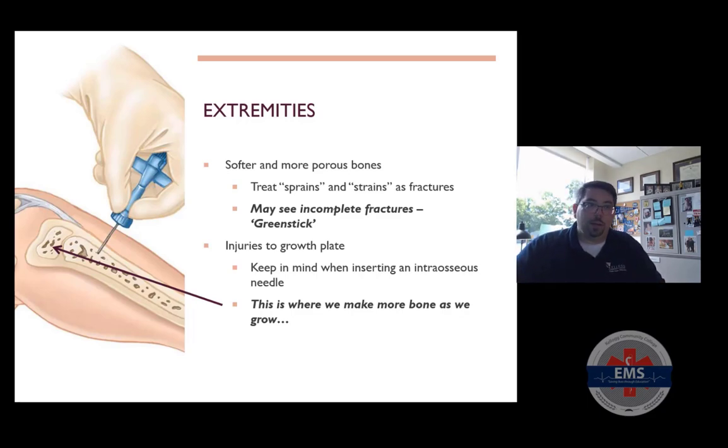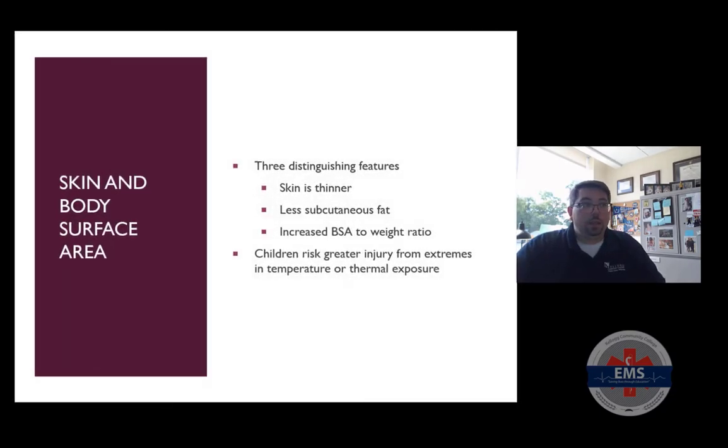With that external trauma, we want to be very conscious of injuries to the growth plate, as you can see identified by the arrow here on the PowerPoint slide. Especially when we're doing an intraosseous infusion or placing an IO, if we go too high up, we're going to affect that growth plate. That's where more bone is made and produced. And if we affect that growth plate, we're going to have a big problem with the child's leg potentially stopping growing on that side. And that's just never a good case.